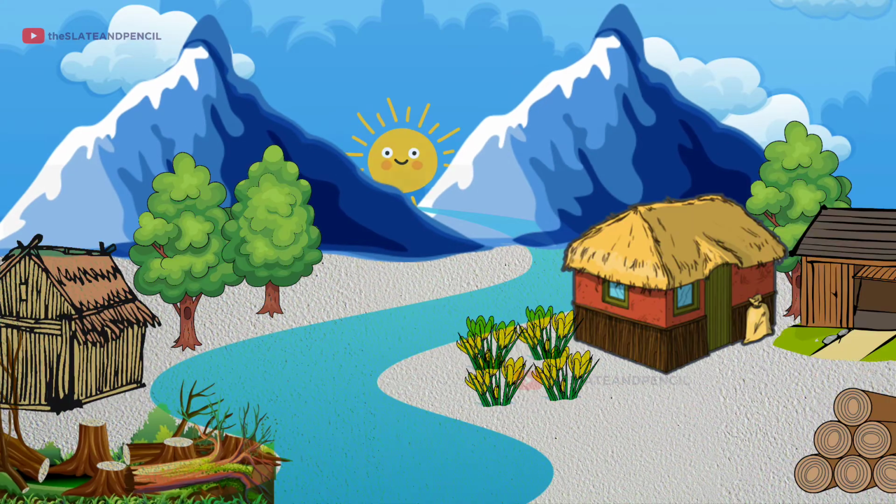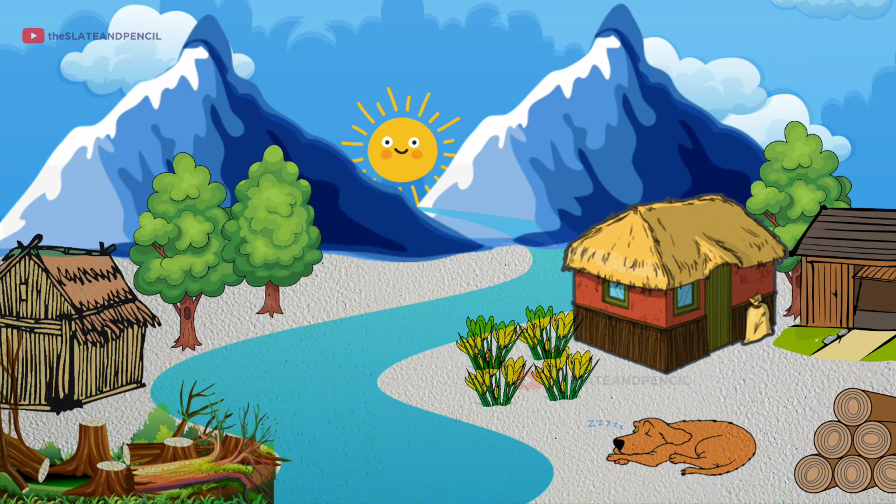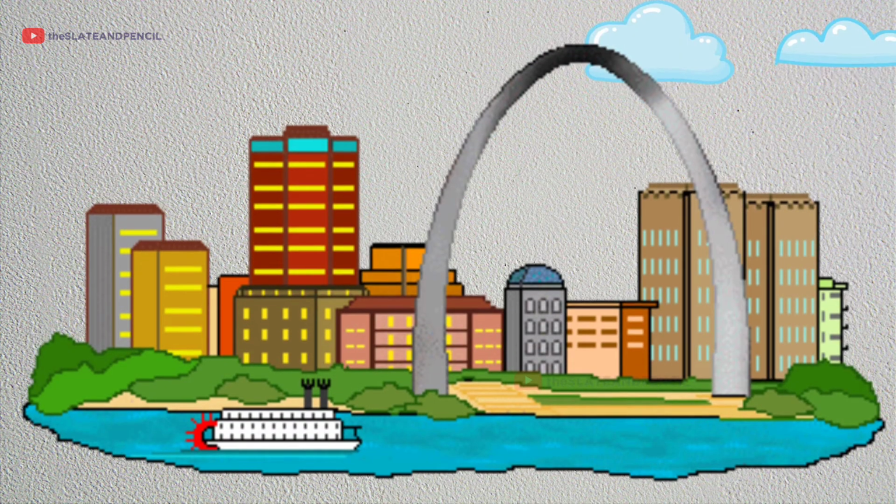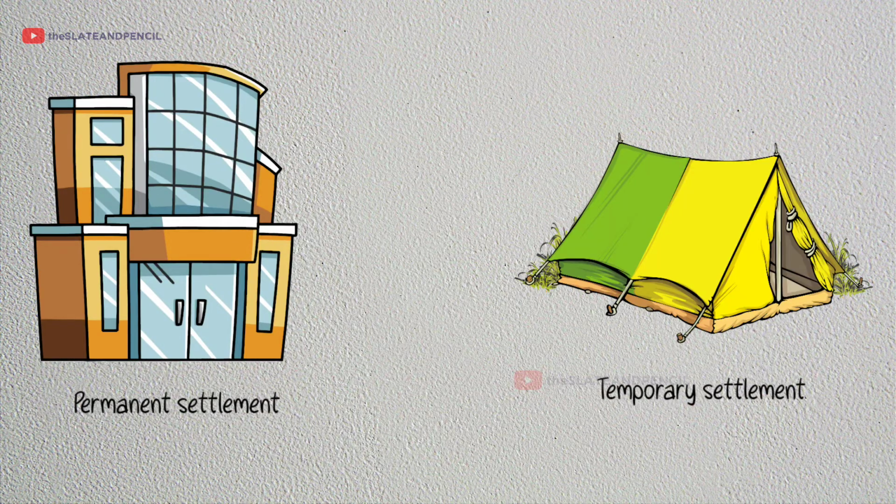This brought settlements and civilization near the river banks. Some of the great civilizations along the river valleys are the Indus Valley Civilization and the Tigris Valley Civilization. Settlements are the places where people live together and build their homes. Settlements can be permanent and temporary.